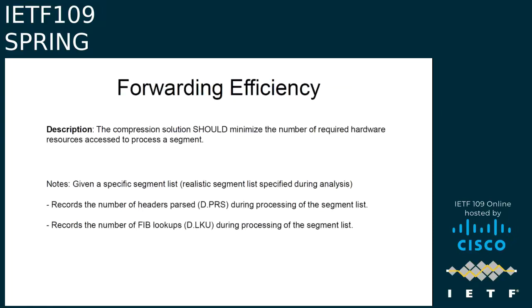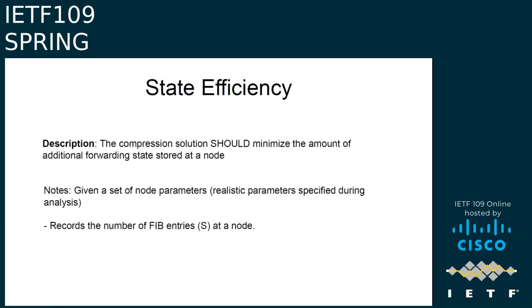So, forwarding efficiency: we would like to record the number of header parsers during the processing of the segment list, and the number of FIB lookups during the processing of a segment list for different proposals. Next page. So, state efficiency: we hope the compression solution should minimize the amount of additional forwarding state stored in a node.